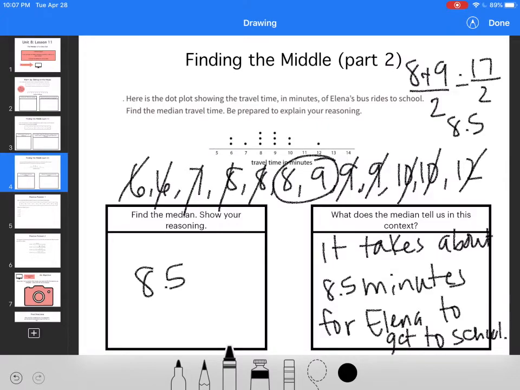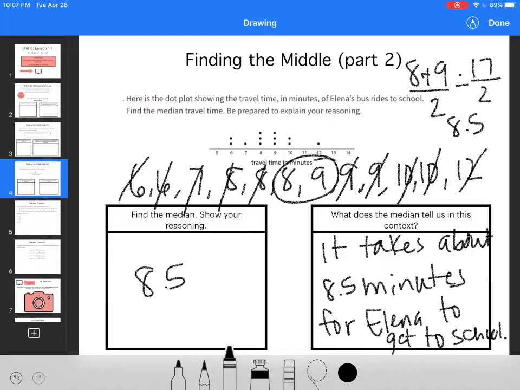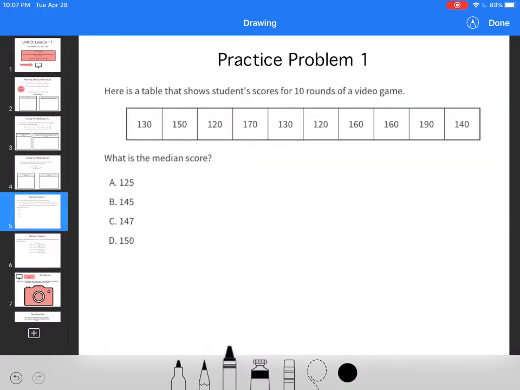This is very similar to another question we did. So the middle amount of time, so when put in order from least to greatest, the center of the data is 8.5. So now we're going to do practice problem 1. It says, what is the median score? So they've got 10 rounds of a video game, so I have to make sure I put the numbers in order first and then start crossing them out.